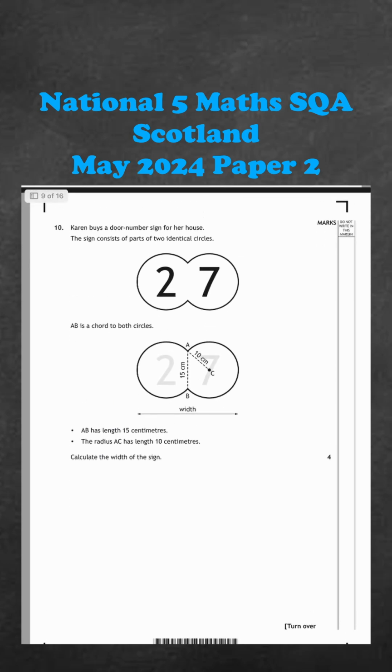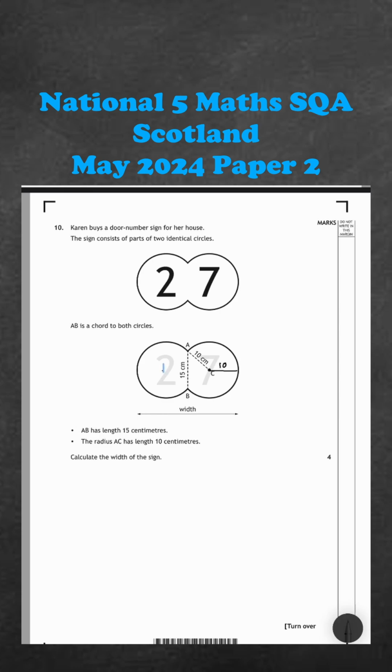Question 10. Karen buys a door number sign for her house. The sign consists of parts of two identical circles. AB is a chord to both circles. AB has length 15 centimeters. The radius AC has length 10 centimeters. Calculate the width of the sign. So we know that this length here is the radius. So we know that's 10. These two circles are identical.